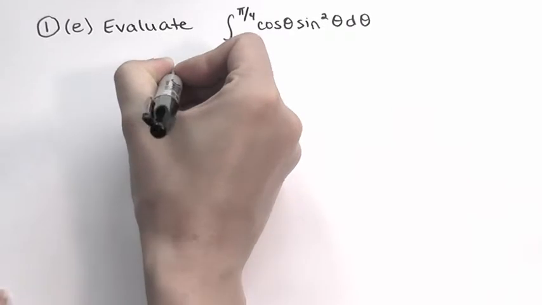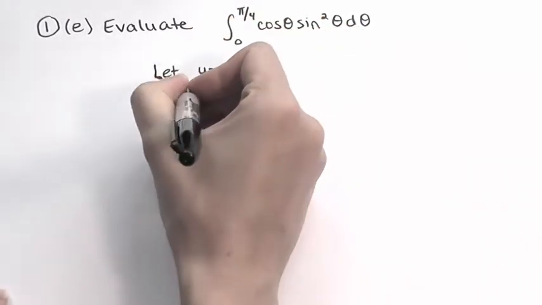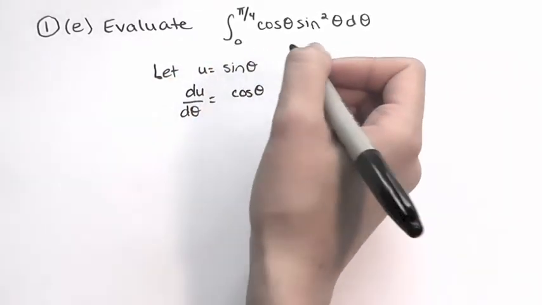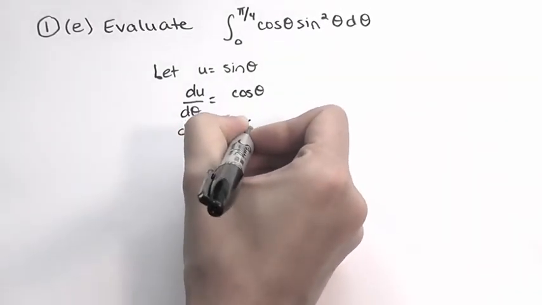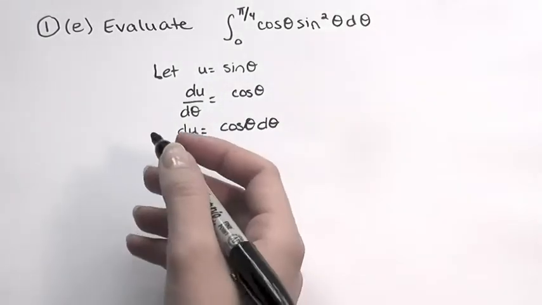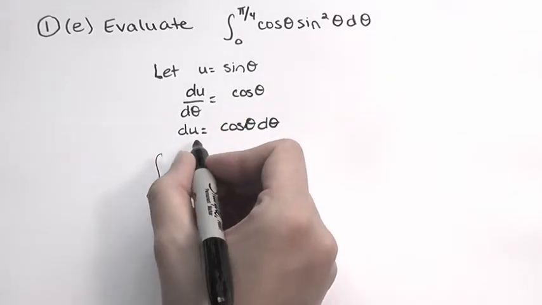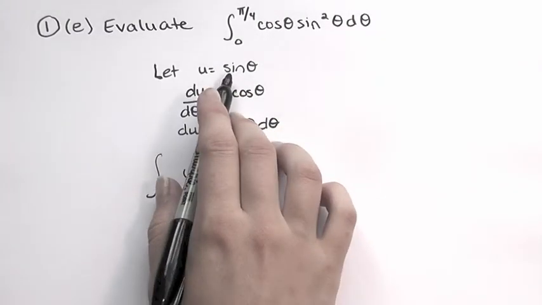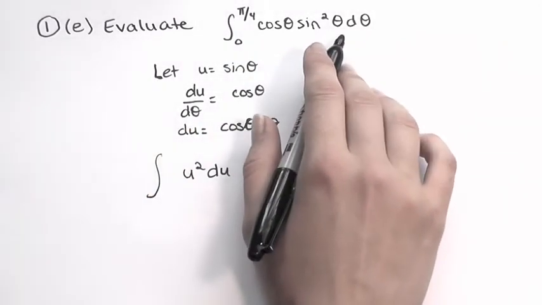So if we let u equal our sine theta, then du d theta is equal to cos theta. So we can say that du is equal to cos theta d theta, which is here. So now we can simply use substitution and say, okay, well, the integral of u squared, which is our sine squared theta, du, which is our cos theta d theta.